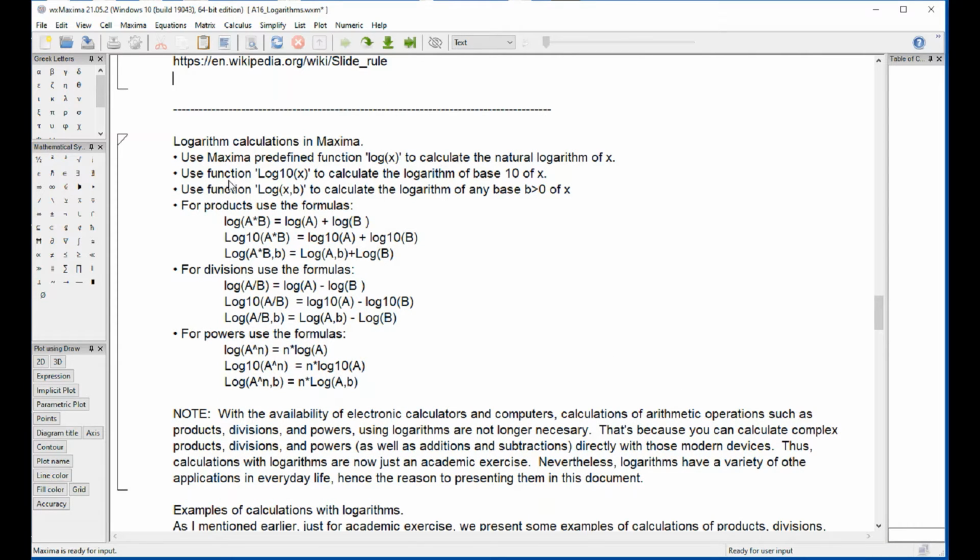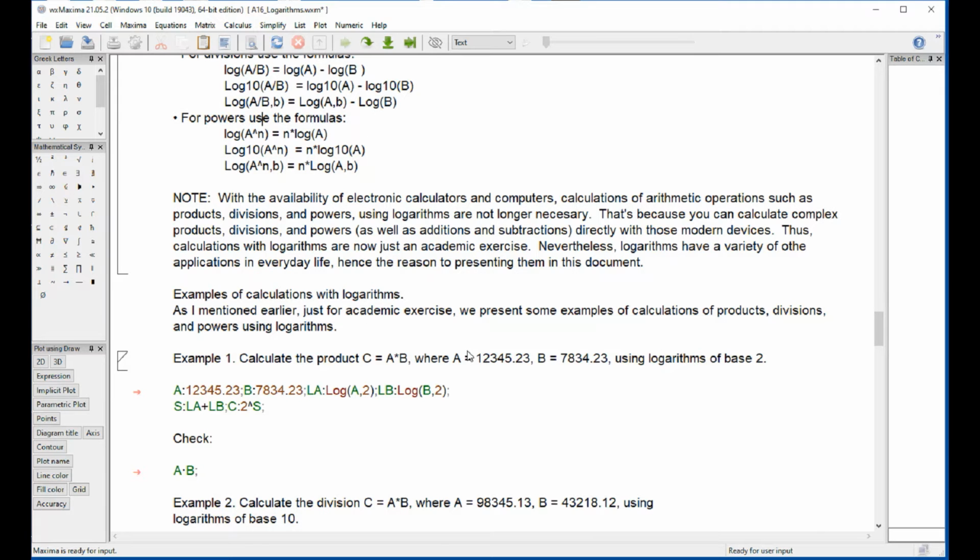Logarithmic calculations in Maxima. Well, the function log of x is the natural log. Log 10 that I defined before is the log of base 10. Log xb is for any base b. And these rules that we presented earlier for multiplication, division, and powers will apply them like that.